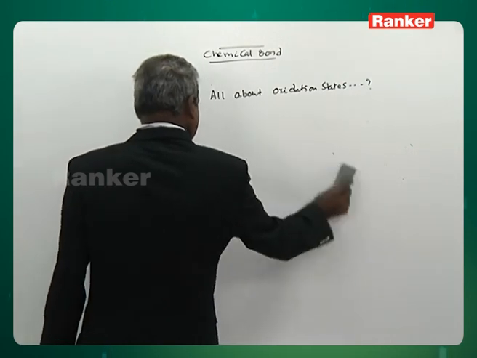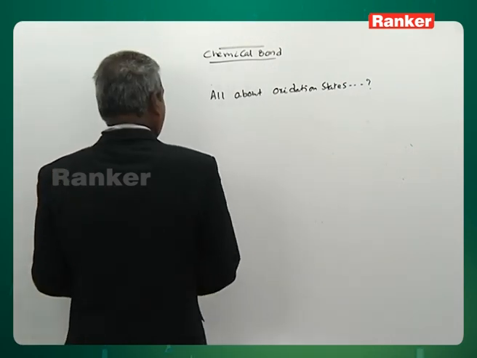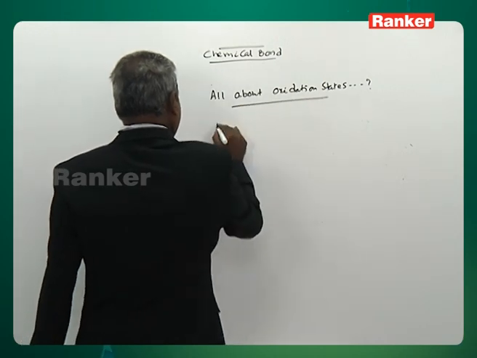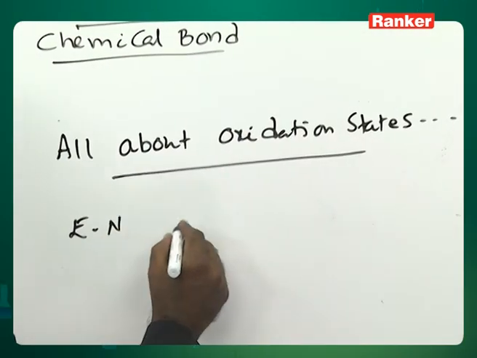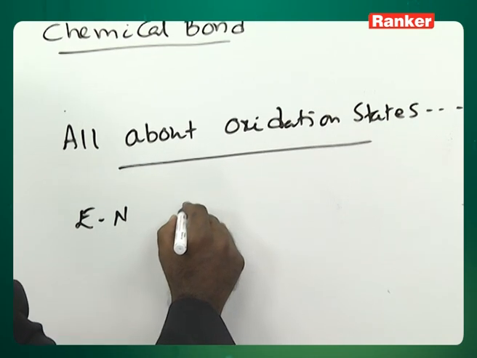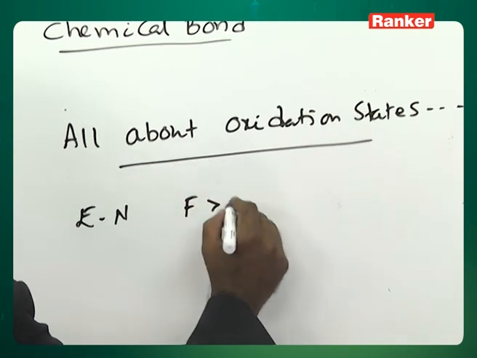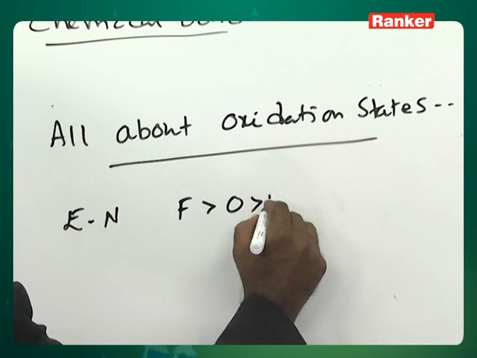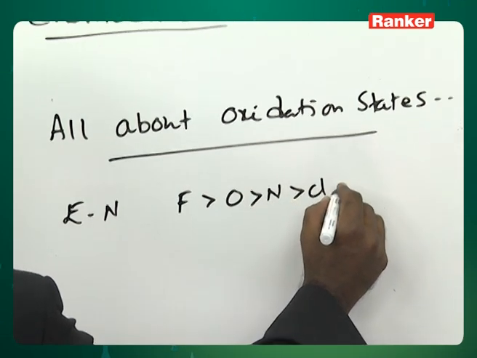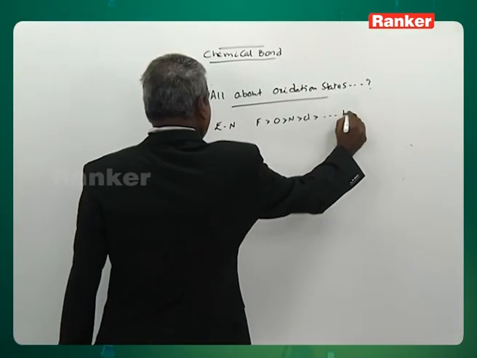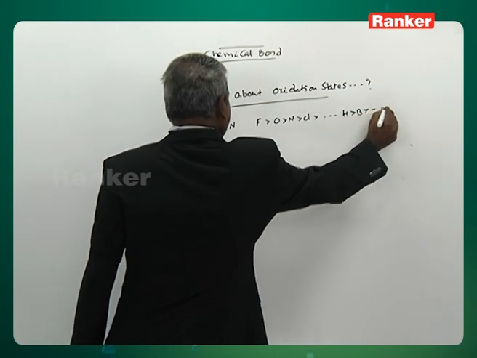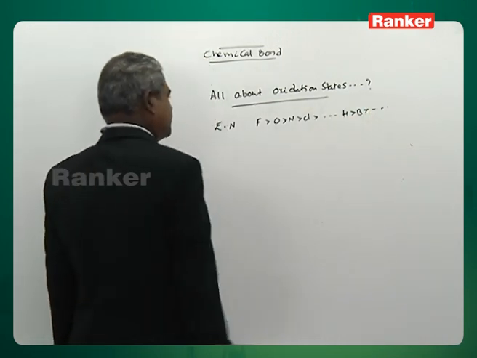Look here. And you know which is more electronegative. Behind all this is the electronegativity order: electronegativity of fluorine is greater than oxygen, greater than nitrogen, greater than chlorine. This holds good. H greater than B, and you get other non-metals here.